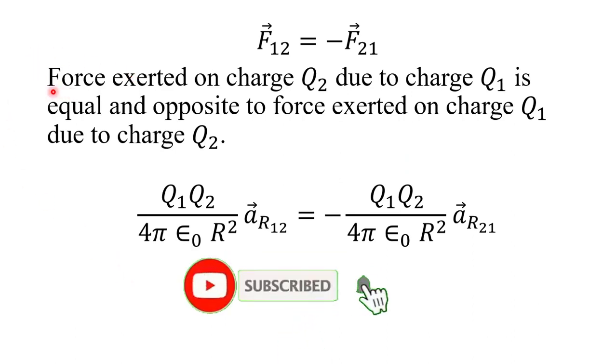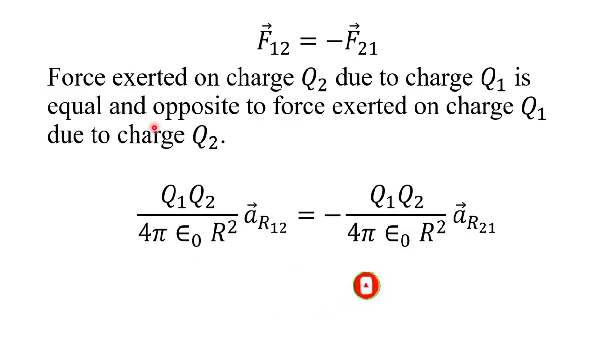Now the force exerted on charge Q2 due to charge Q1 is equal and opposite to the force exerted on charge Q1 due to Q2. Therefore F12 is equal to minus F21. So it can be written as Q1 Q2 upon 4 pi epsilon naught R square aR12 equal to minus Q1 Q2 upon 4 pi epsilon naught R square aR21.